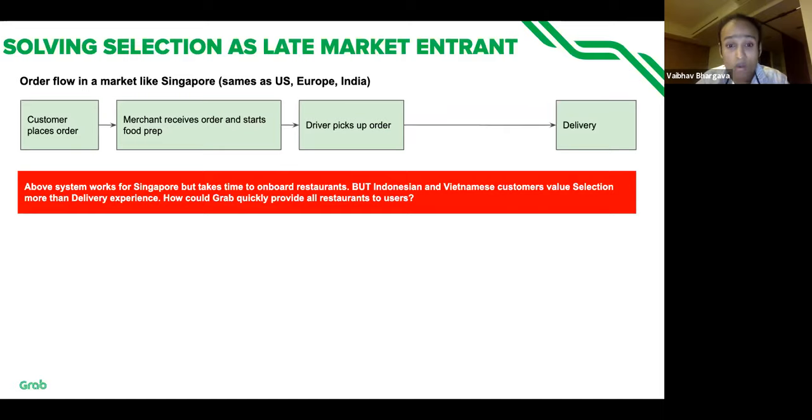how could Grab quickly provide a good selection to users while maintaining a good experience? This is something which happens more in a market like Indonesia and Vietnam. So Grab had to follow a strategy that went something like this.